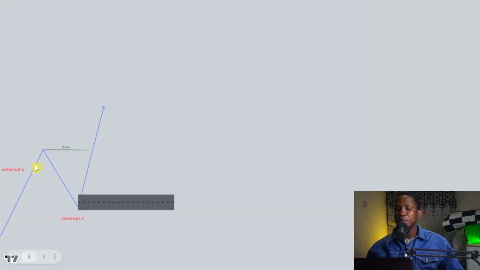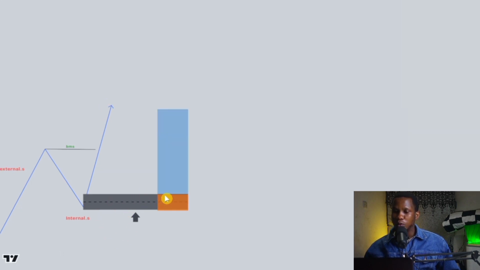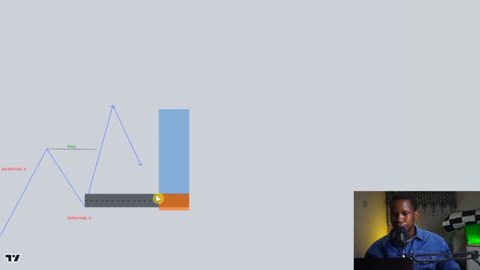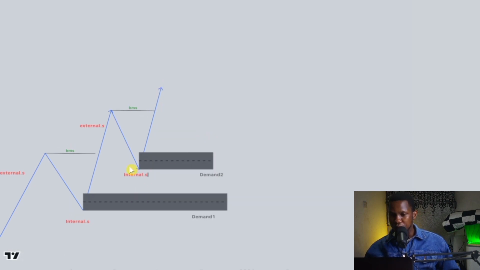So see this market structure: external structure, internal structure, break of market structure to the upside, and this is our demand zone here, right? And we want to trade from this level, and we are expecting market to come down to this level. But see what happens. Market makes another break of market structure, which gives us a new demand. Now we have demand 1 to trade from and demand 2 to trade from.